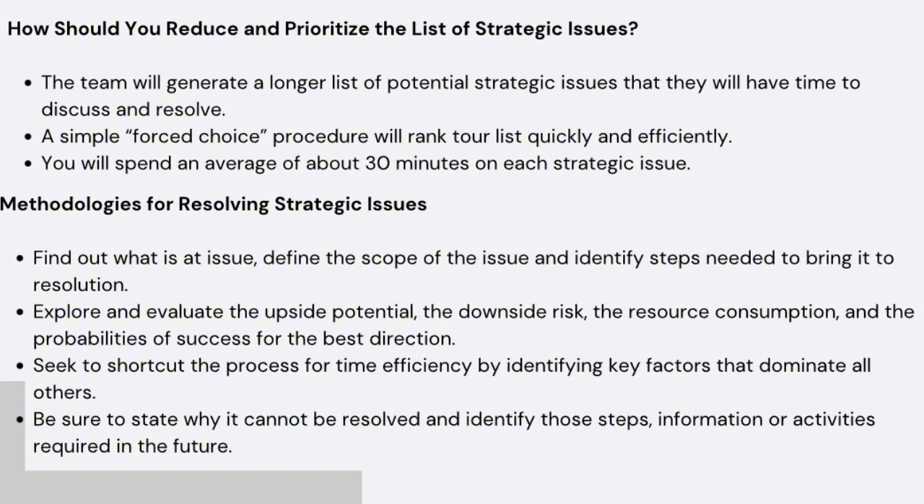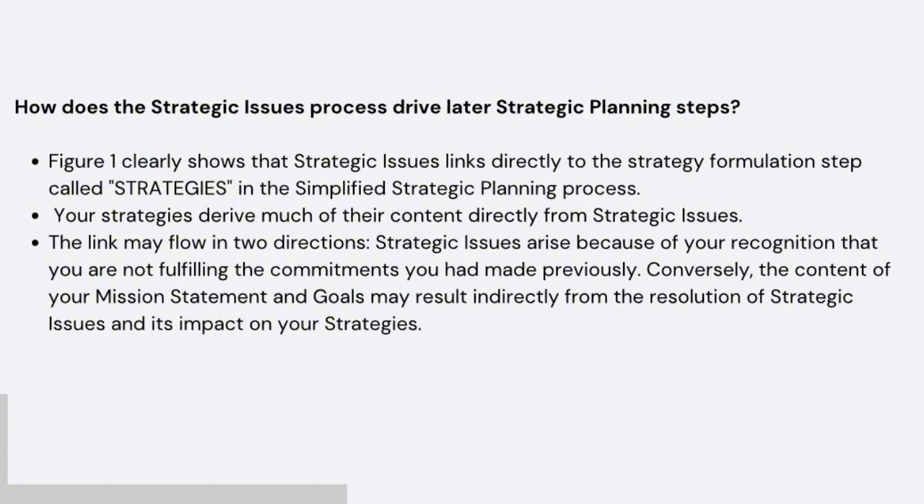For example, a logistics company facing supply chain disruption might use root cause analysis to identify dependency on a single supplier, then scenario planning to explore alternative suppliers, improving customer satisfaction. And lastly, how does the strategic issues process drive later strategic planning steps?